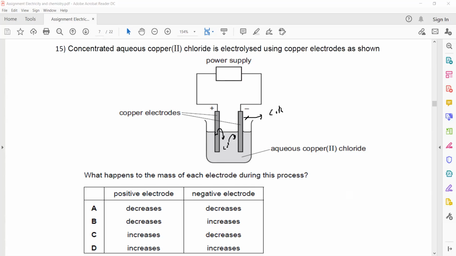B. The size of the cathode will increase and the size of the anode will decrease. So that's why B is the right answer.